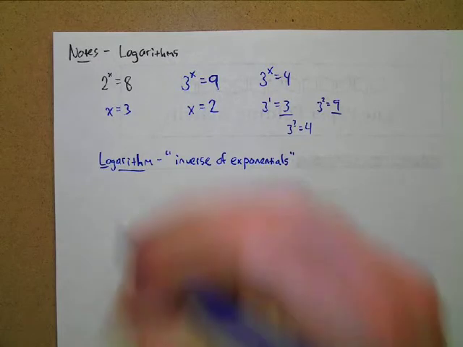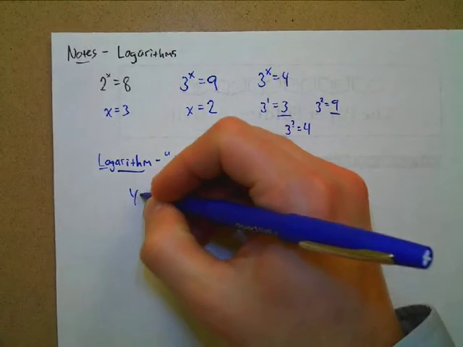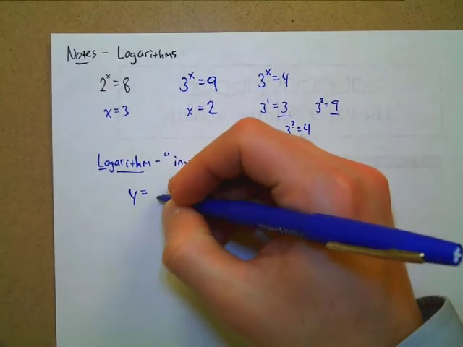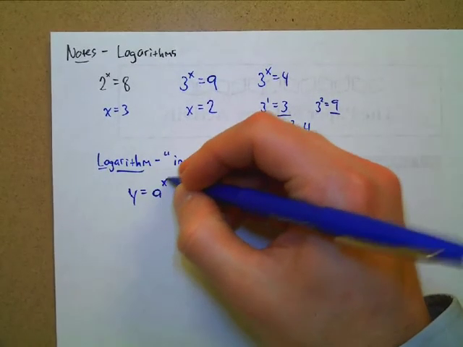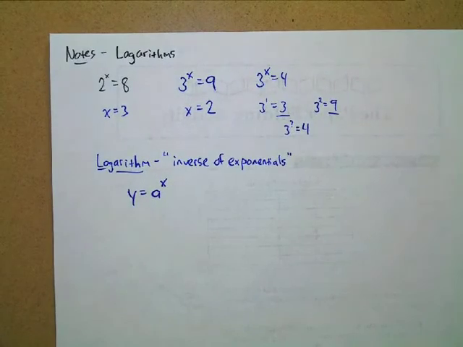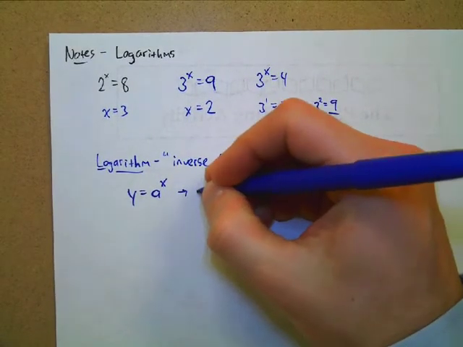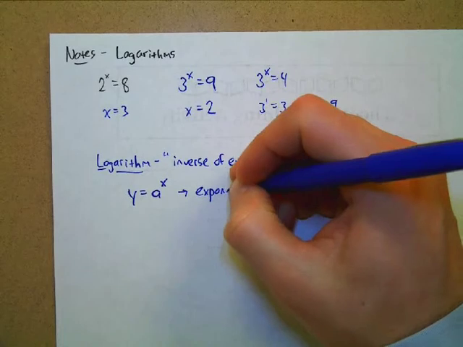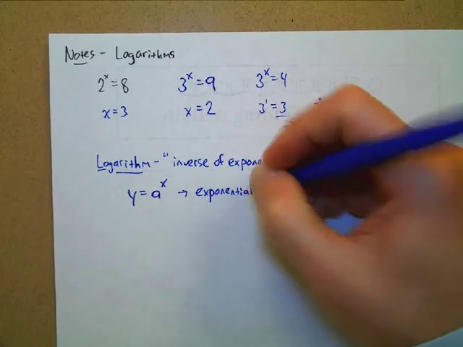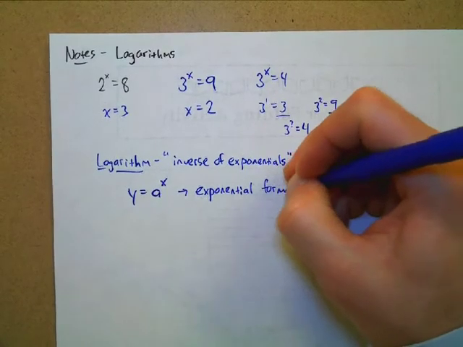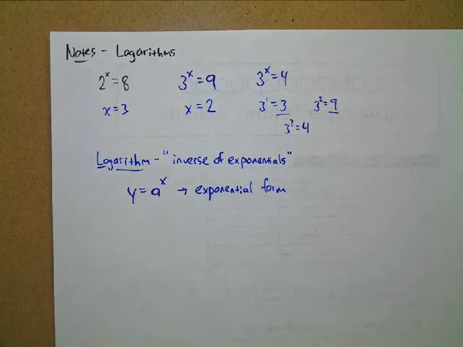So how do we use logarithms? Well, let's say we've got some generic exponential equation here. y equals a to the x. We're going to call this exponential form because there's a variable in the exponent there. Our x is in the exponent, and a could be any number you want, like 3, 4, whatever kind of thing.